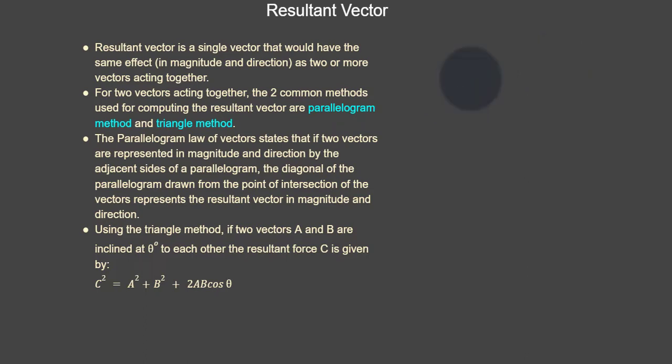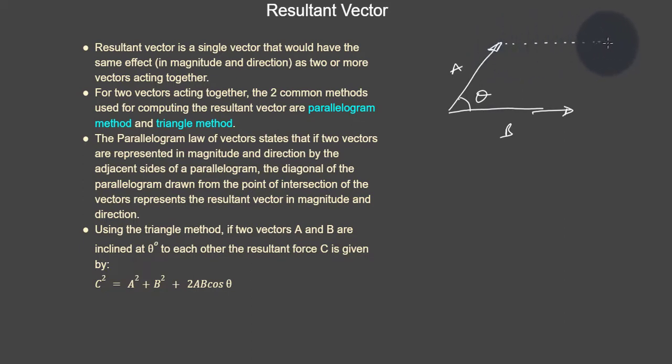Let's say you have two vectors, and these two vectors meet at a particular angle. Let's say the angle is theta. Let's say this is vector A, and this is its direction, and this is vector B, and this is its direction. Now, the parallelogram law of vectors states that the resultant vector is the diagonal of the resulting parallelogram.